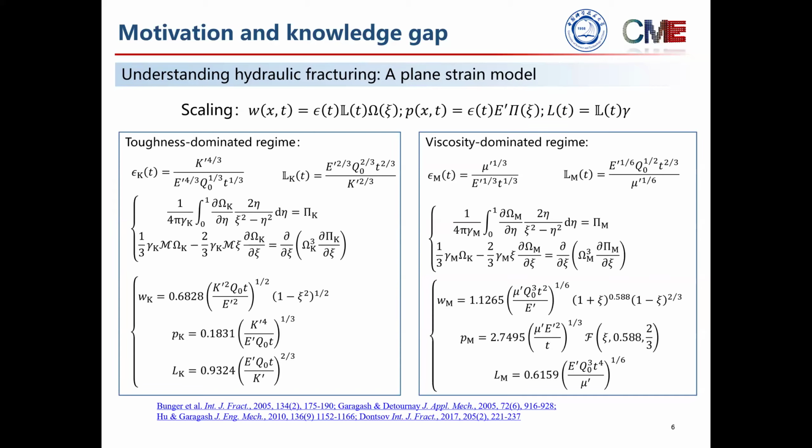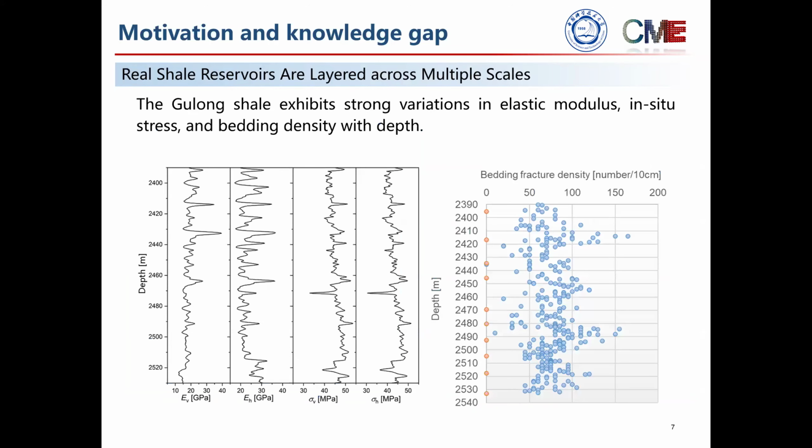Once an interface introduces an additional fixed distance, that simplicity is lost. The fracture can no longer be described only by its current length. Its position relative to the interface also matters.